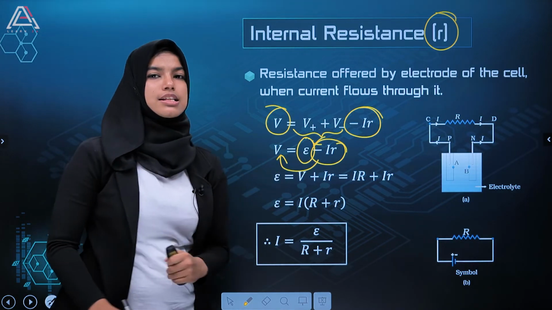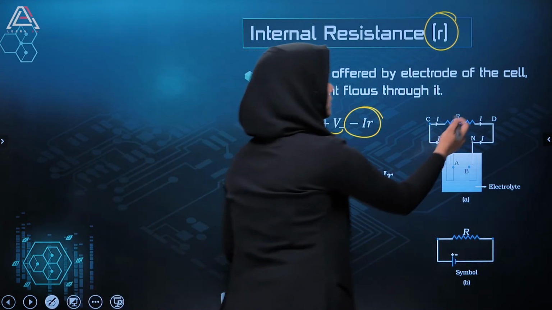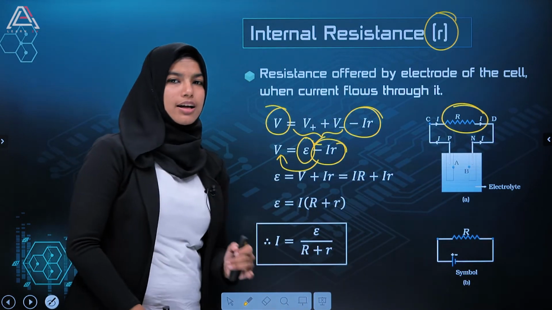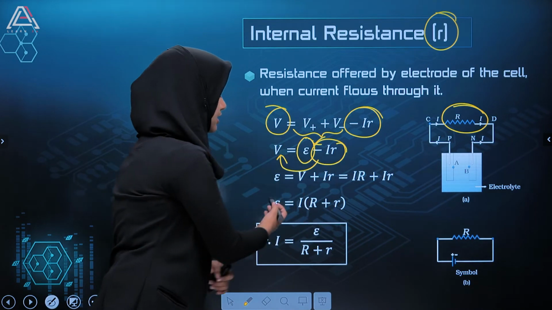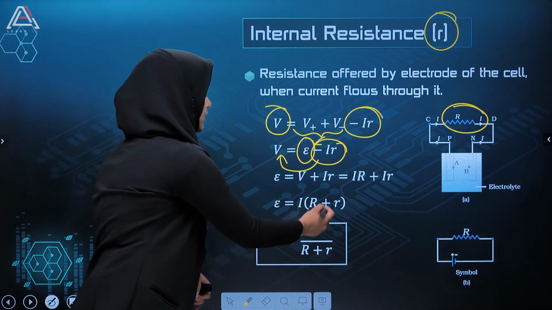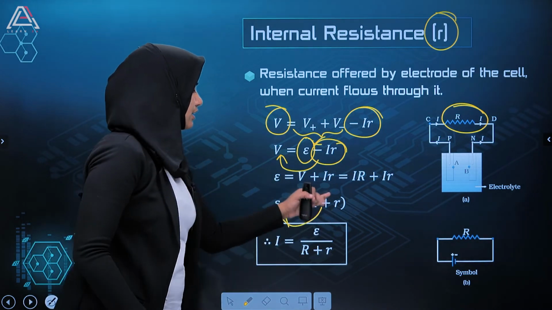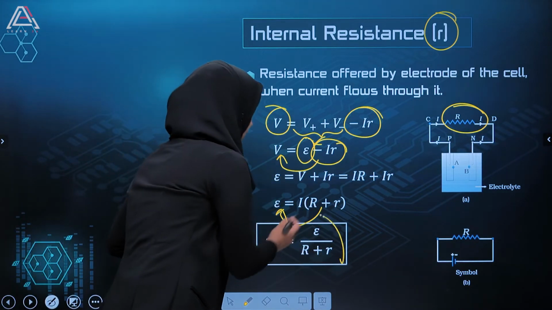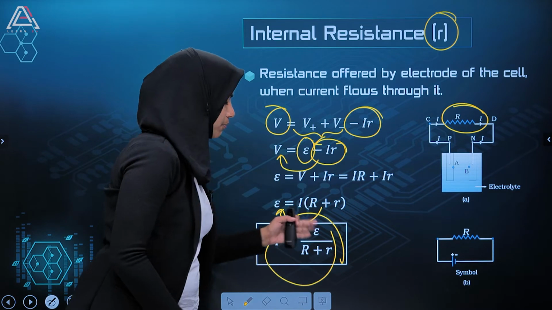Well, V is the voltage across this particular resistance, so we can write it as I into R. Here I is common, so I is taken outside, and we are just taking this reciprocal over here. So we get the equation of current to be E divided by R plus r.